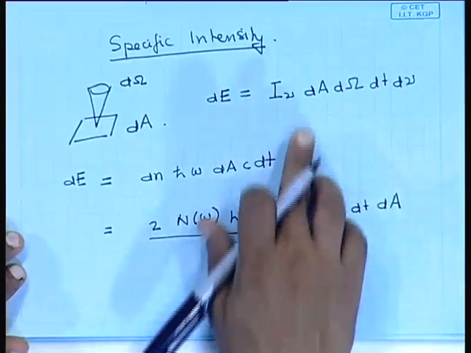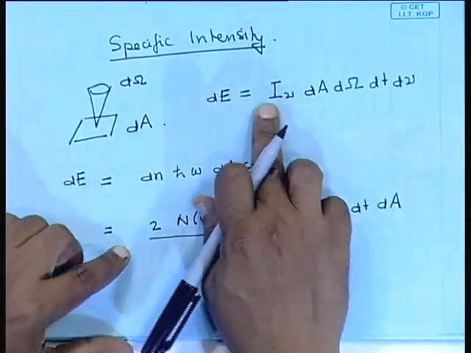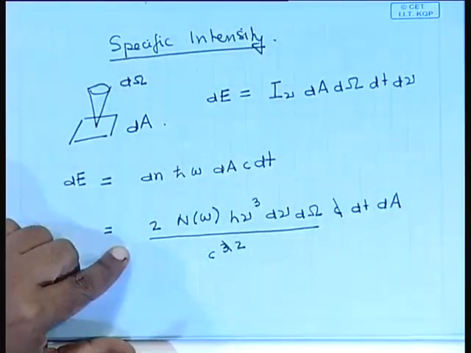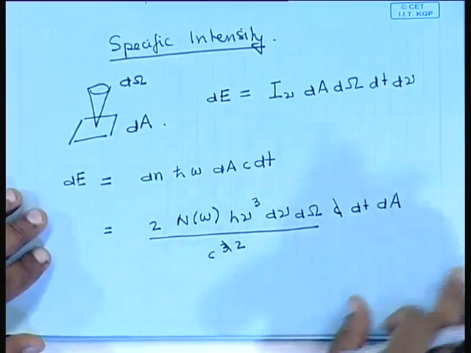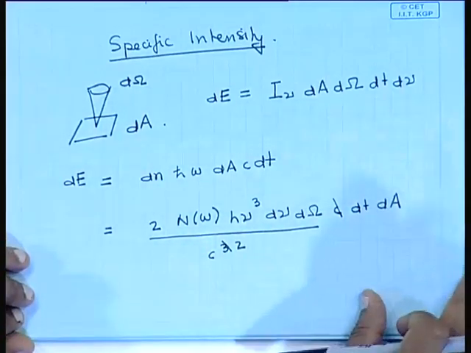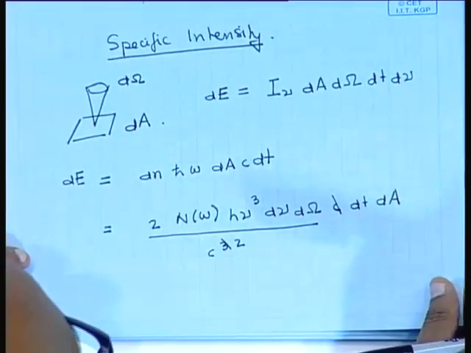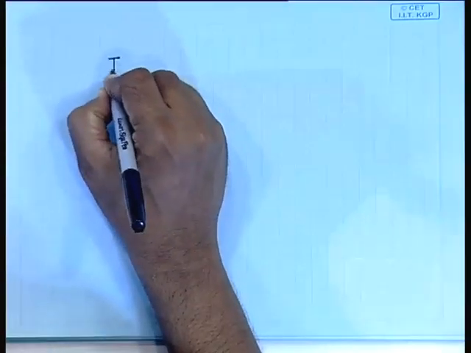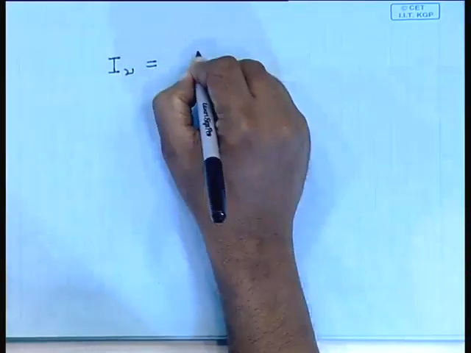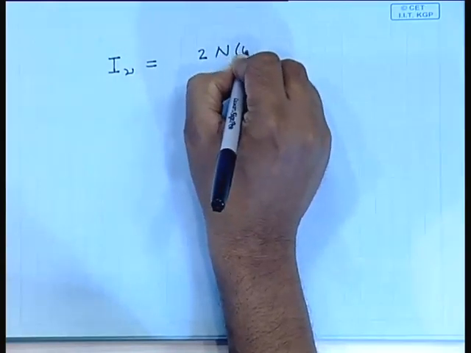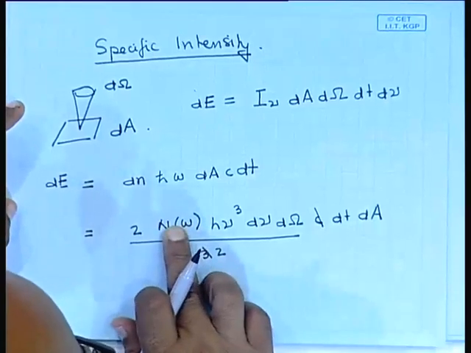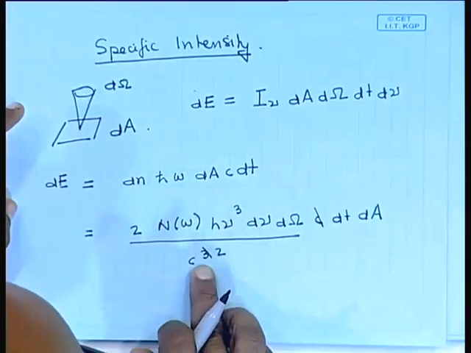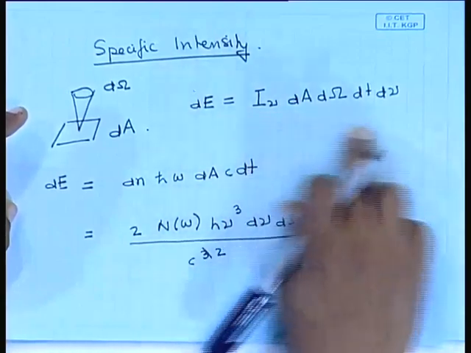So, we can now identify what the relation between the specific intensity and the photon occupation number of that mode, corresponding mode. So, we see that the specific intensity I nu is equal to 2 times the photon occupation number, 2 photon occupation number h nu cube by c square, right. The rest of the factors are all same.